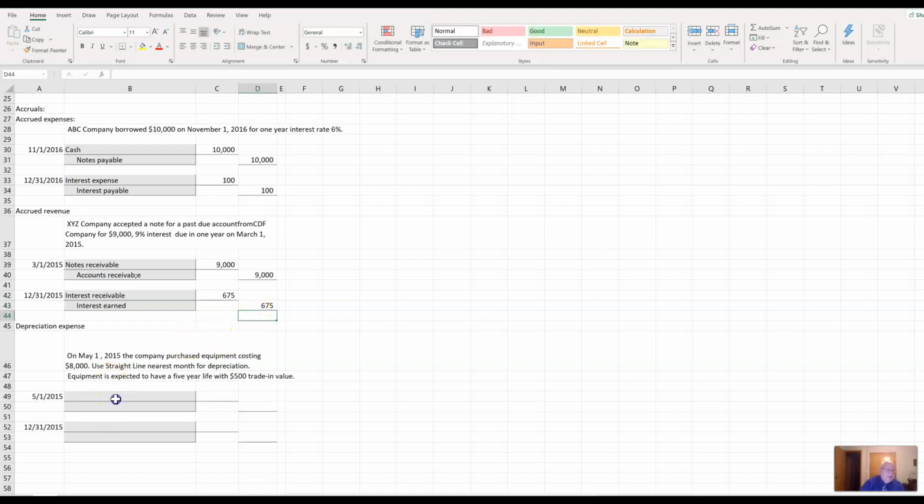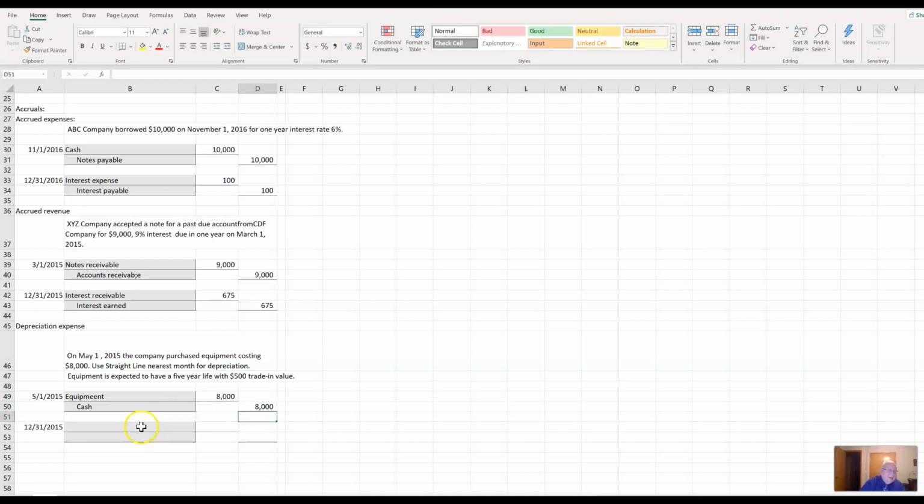And then the last one we're going to do is the May 1st, the company purchased equipment costing $8,000 using straight line. Okay, so this is also, we're going to have to teach you a little bit about how to calculate depreciation. But the original entry would be equipment, and the credit to cash, we're going to assume cash at this point. And that's for $8,000.